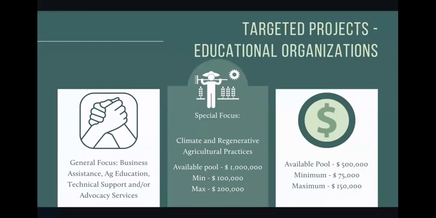As I shared previously, this entity also is available to apply for climate and regenerative agriculture practices. This is a special emphasis category. The available pool is $1 million. The minimum amount is $100,000. The maximum amount you can request is $200,000.